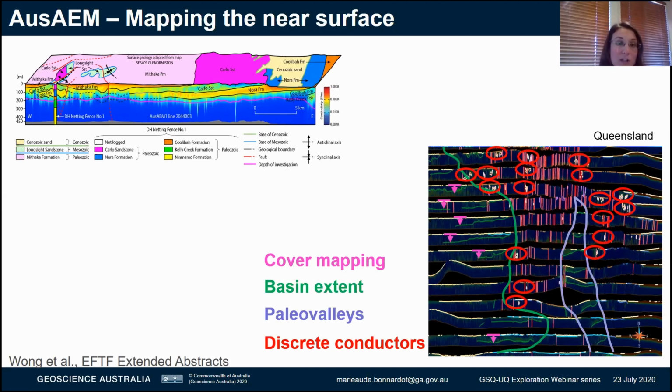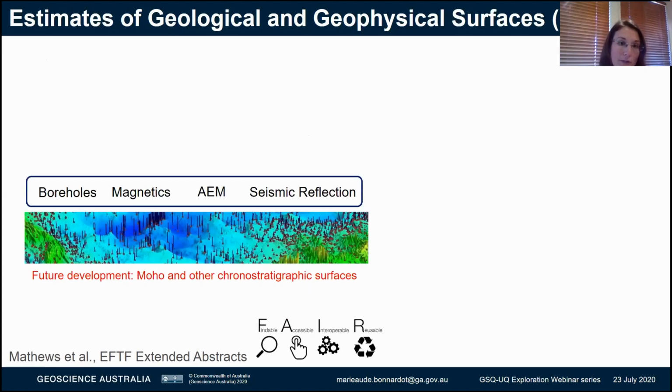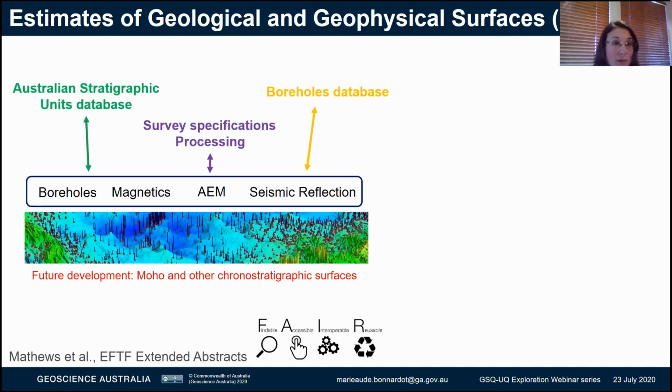Now, this interpretation was compiled in a new database called the Estimates of Geological and Geophysical Surfaces, EGGS. EGGS is the backbone of the cover modeling work. This platform enables us to store depth estimates from various datasets and respect the FAIR principles by making the data findable, accessible, interoperable, and reusable. EGGS is underpinned by other databases at GA.